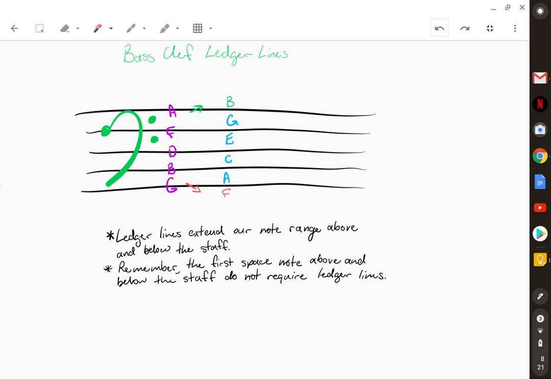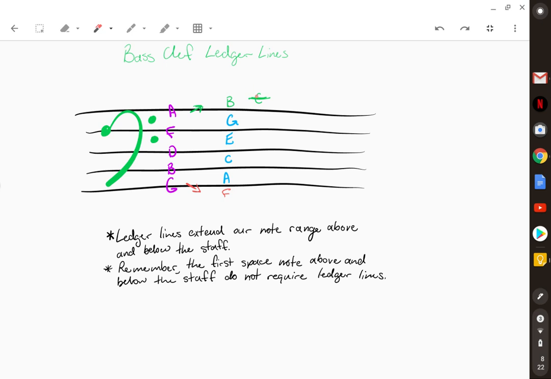And then if we're going to go above the staff, this is a line note, so our next note has to be a space note if we're going in alphabetical order. So it's going to be B. Now you're going to see that this doesn't have a ledger line. You have to remember that the first space note above and below the staff do not require ledger lines. So that's why we don't have ledger lines for B or for F. The further up we go, then we have to add ledger lines.